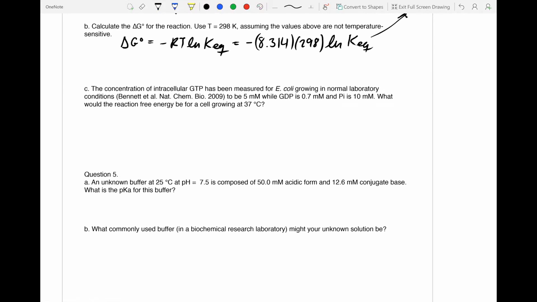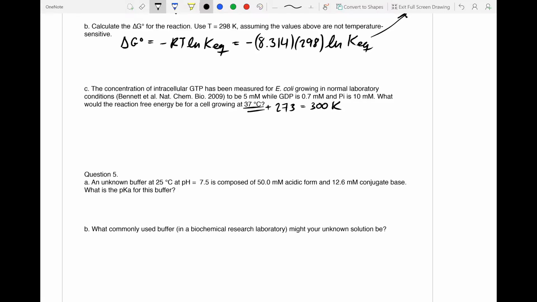Okay, the concentration of intracellular GTP has been measured for E. coli growing in normal laboratory conditions to be 5 millimolar, while GDP is 0.7 millimolar, and inorganic phosphate is 10 millimolar. What would the reaction free energy be for cells growing at 37 Celsius? So 37 Celsius, we're going to want to convert that directly into Kelvin. So we're just going to add 273, which is about 300 Kelvin.